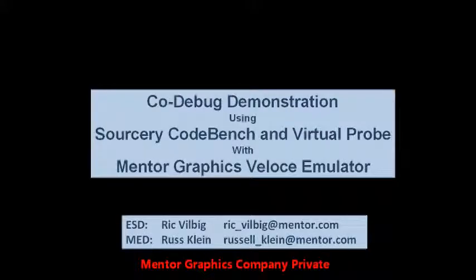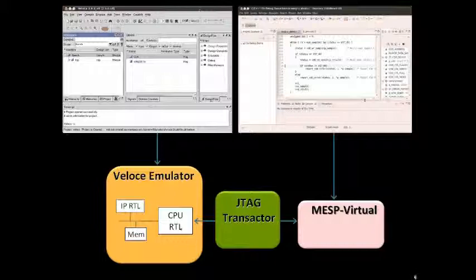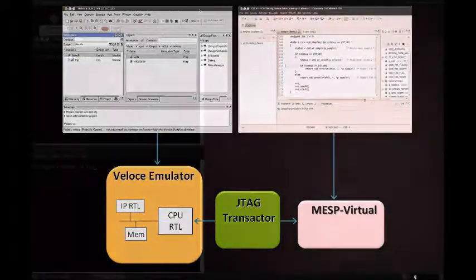This is a demonstration of the hardware-software Codebug environment comprised of the Mentor-embedded Sorcery Codebench and Virtual Sorcery Probe for software debug, and Mentor Graphics Veloce emulator for hardware debug. To start, I'll run the Veloce graphical user interface and use that to download the design into the Veloce emulator. Then I'll run the Virtual Sorcery Probe, which connects to the processor's debug controller via a virtual JTAG interface implemented as a TestBench Express transactor. Lastly, I'll run the Sorcery Codebench IDE and use that to debug the software.